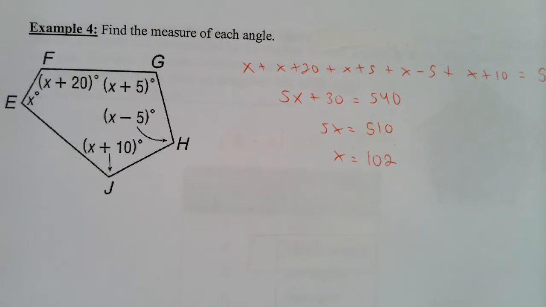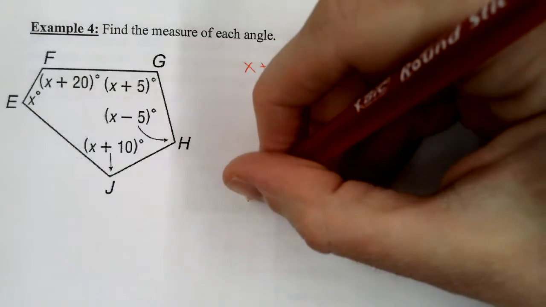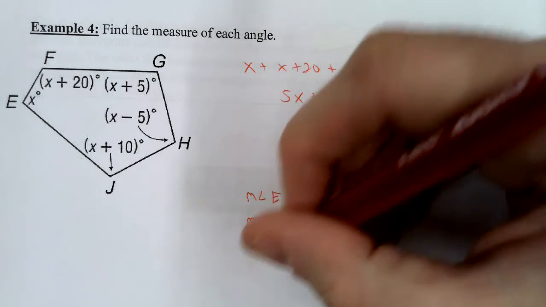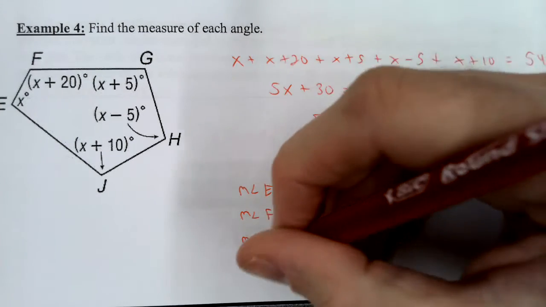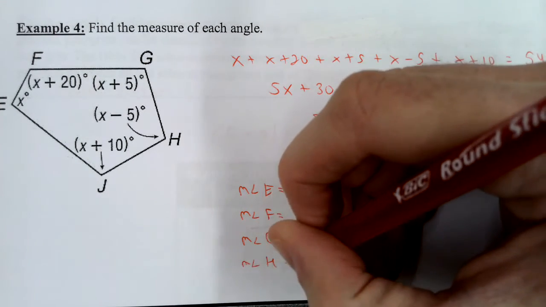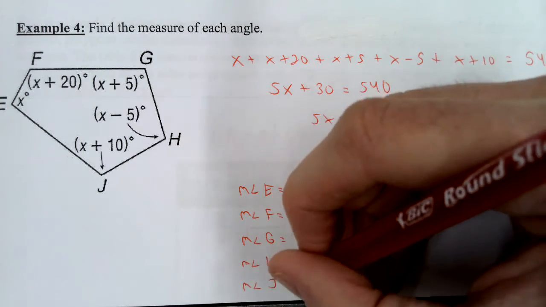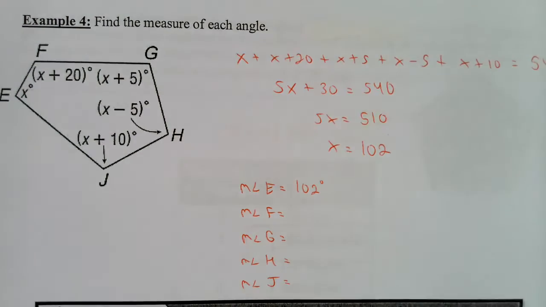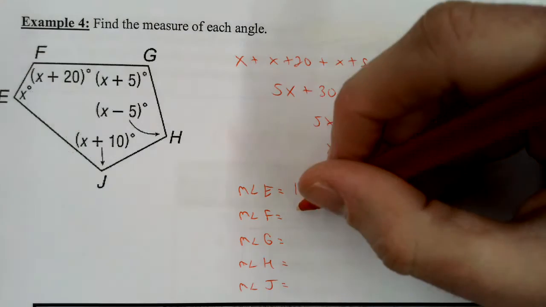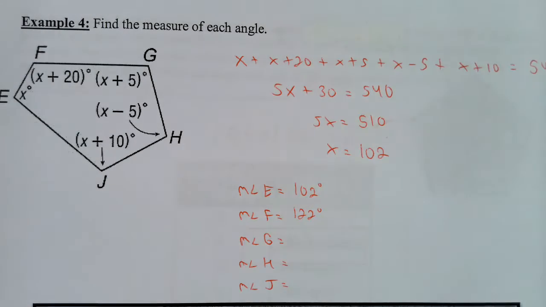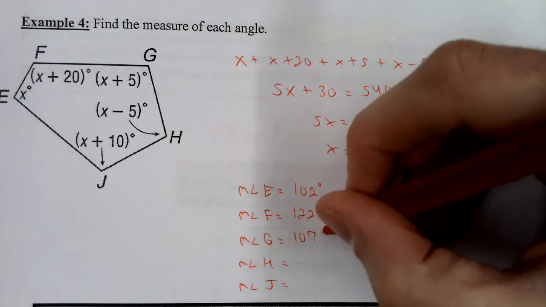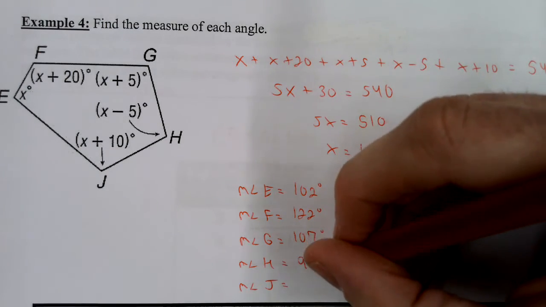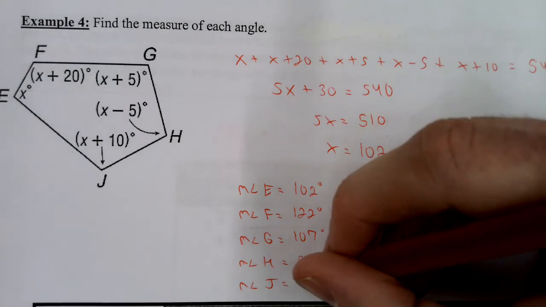Now let's find each angle. Let's go in order. Just like the last one, measure of angle E, measure of angle F, measure of angle G, measure of angle H, and measure of angle J. So E is just x, which is 102. F add 20, so 122. G add 5, 107. H subtract 5, 97. And then J add 10, it's 112.